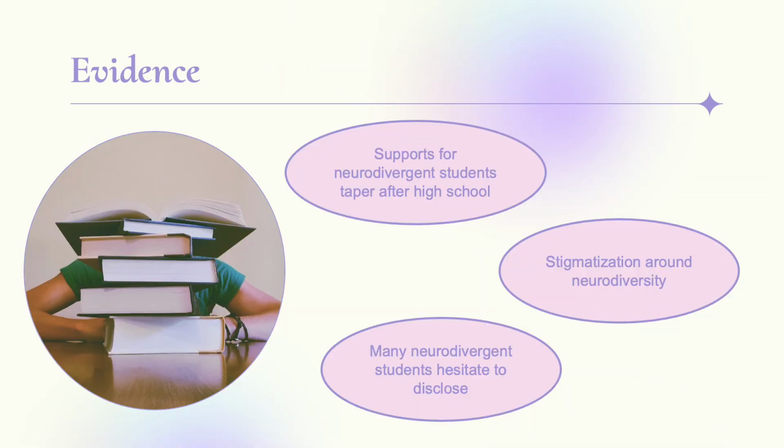I wanted to ensure this presentation was evidence-based. The number of neurodivergent students in higher education is on the rise, and support for them tends to diminish after high school. They often encounter challenges and barriers impacted by functional differences, accommodation needs, and the stigmatization of neurodiversity. This can lead to emotional strain, affecting mental health, causing burnout, and may cause students to hesitate disclosing their challenges.